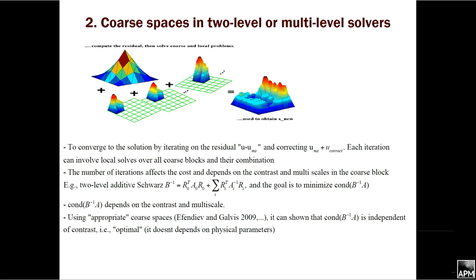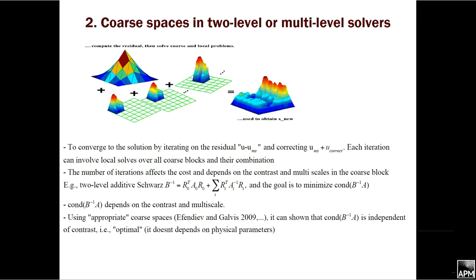you try to correct it. Each of these is called an iteration, and each iteration is expensive because you go around and solve little problems. So I computed, say, a coarse grid solution I call UMS, and then I take this residual and solve this correction. The way the correction goes, we go to the coarse grid, solve the local problem, add. This is an expensive procedure, so the number of iterations is very important. It was known that the number of iterations depends on contrast.